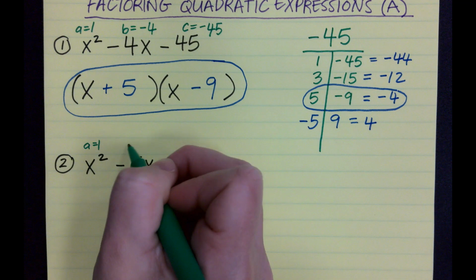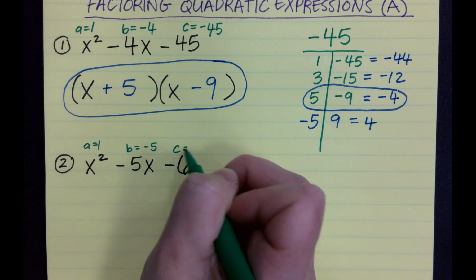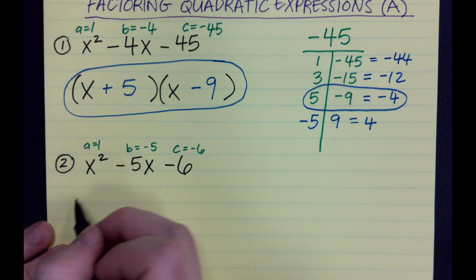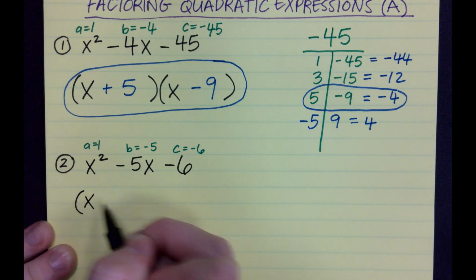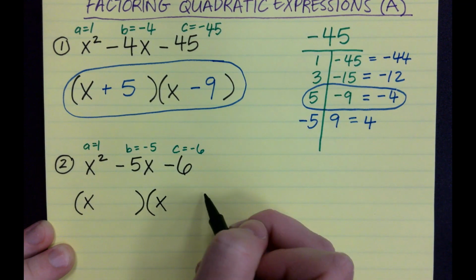A is 1, B is -5, C is -6, and yes, I heard somebody say it, write your parentheses. Go ahead and you're going to have x plus or minus something times x plus or minus something.